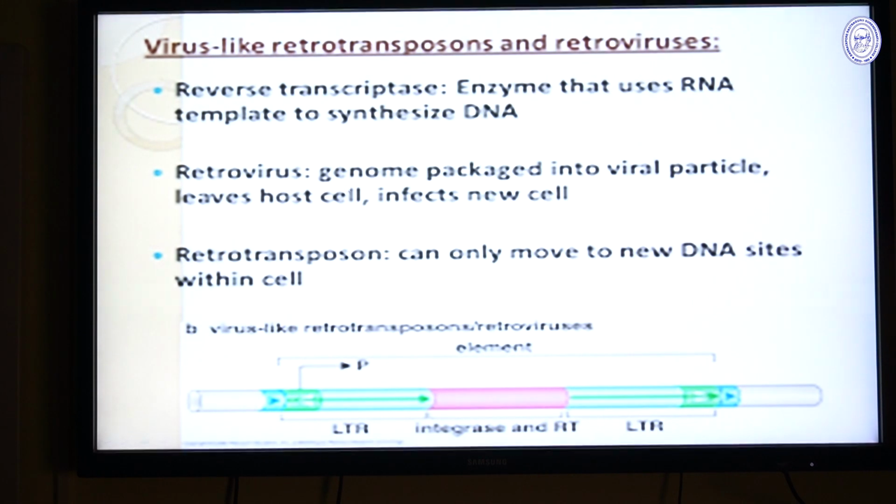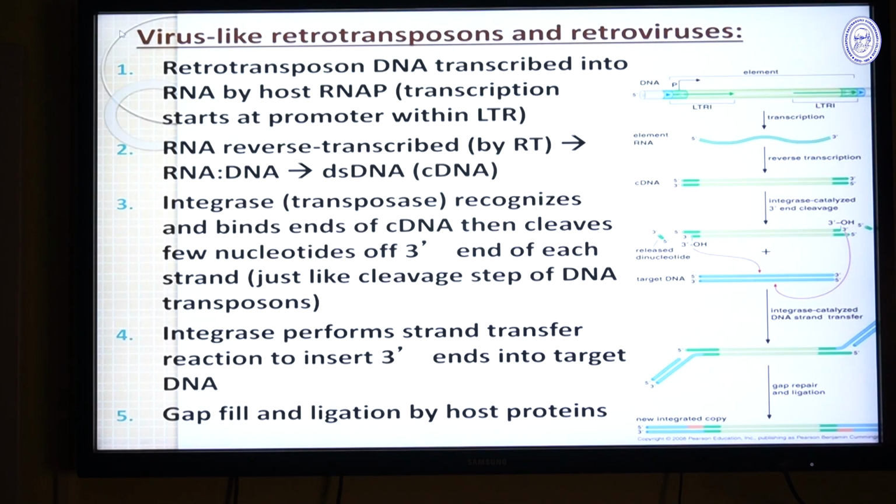The retrovirus genome is packaged into viral-like particles, leaves the host cell and infects a new cell. The retrotransposons can only move to new DNA sites within the cell. So let's come to the mechanism of how these viral-like retrotransposons and the retroviruses are actually duplicating or transposing. Please concentrate on the right-hand side of the slide.